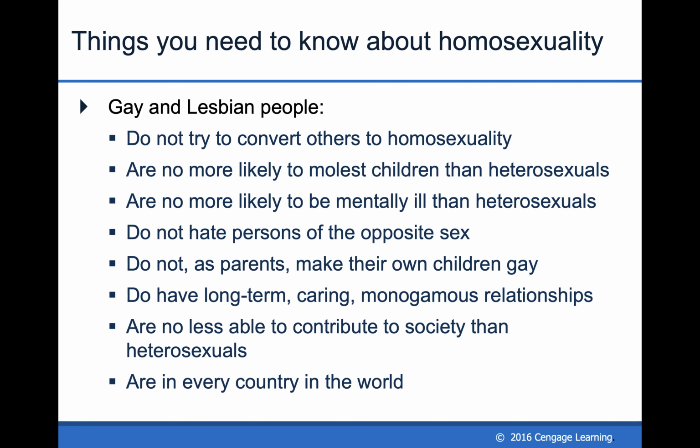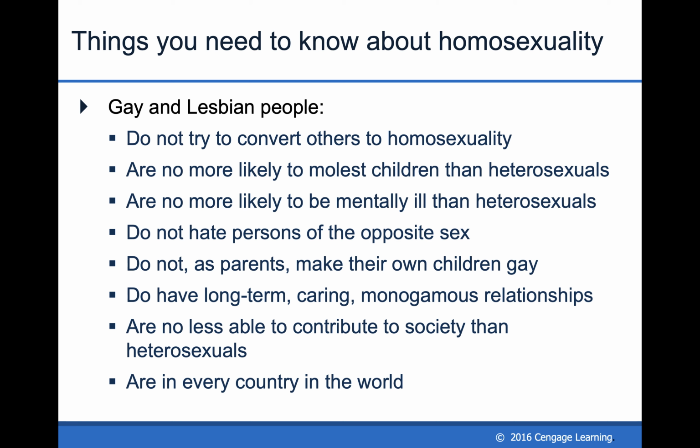So some things you should know about homosexuality. Gay and lesbian people do not try to convert others to homosexuality. If they're able to convert you to homosexuality, it means that you were already gay to begin with. People who are homosexual are no more likely to molest children than heterosexuals. Actually, most child molesters are heterosexual men. We're going to talk about that later on in this chapter. They are no more likely to be mentally ill than heterosexuals. Any increased rates of mental illness in homosexuals is typically due to rejection from family and the community. When those things are accounted for, the mental illness rates are at a normal rate.